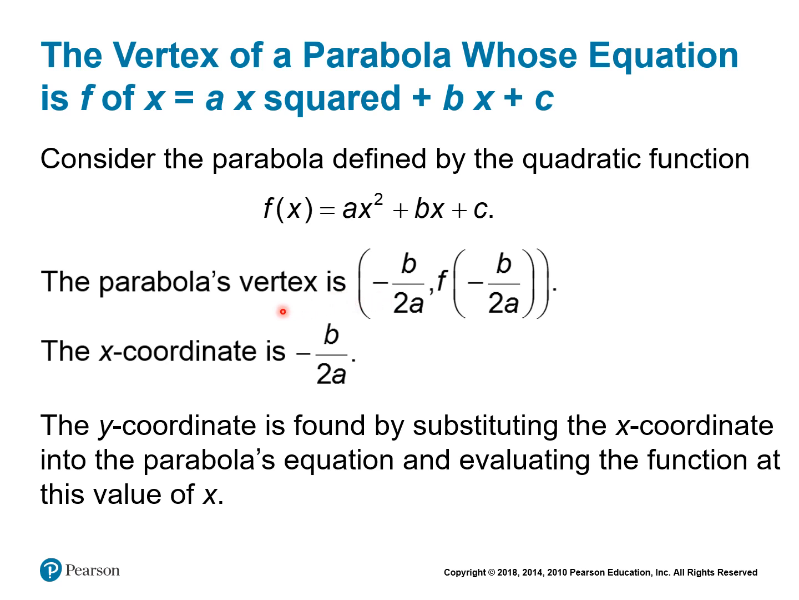We have to do some more work to get the vertex coordinates. So the formula to identify the vertex x comma y, or h comma k, so to speak. The vertex coordinates are commonly referred to as h comma k, where h represents the x coordinate and k represents the y coordinate.